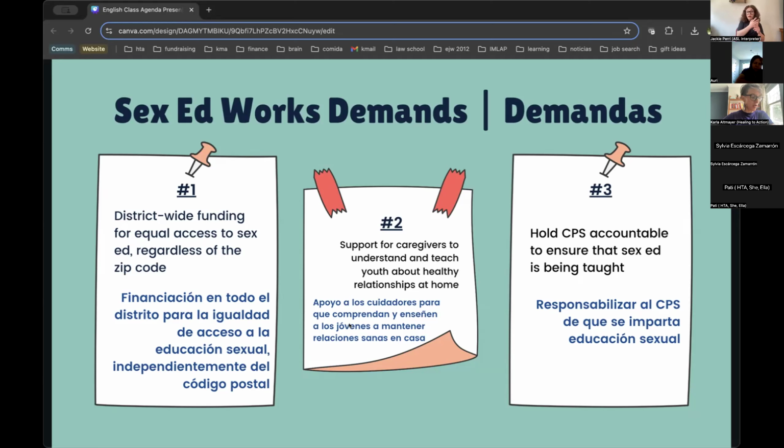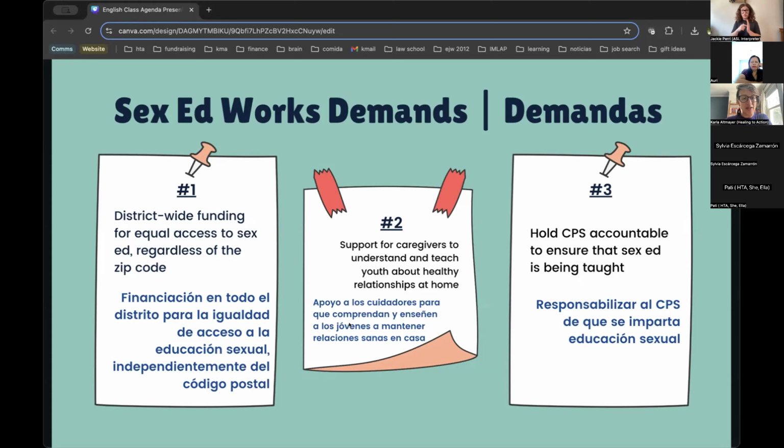Ideally, and I know the district is struggling right now with the budget, but ideally we would have funding for a teacher in every school dedicated to the implementation of sexual health education. That's what it would require. That's the level of resources it would require to fully implement sexual health education.